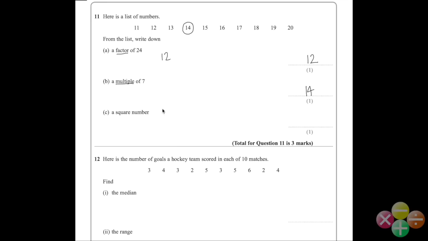A square number. Now remember, square numbers are found by multiplying numbers by themselves. So 1 times 1 is 1. 2 times 2 is 4. 3 times 3 is 9. 4 times 4 is 16, and so on. So these are the square numbers, 1, 4, 9 and 16. Now looking through my row of numbers, I can see that the only one that is there is 16. So 16 is my answer.